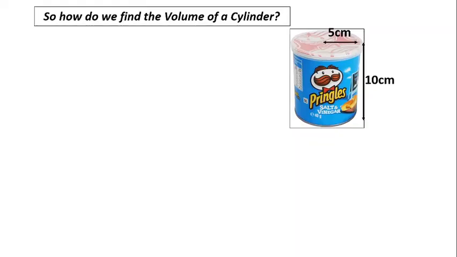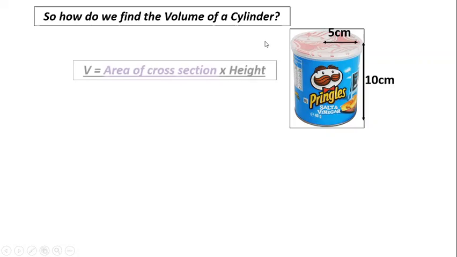Let's look at another example. Now we have a cylinder. So our cylinder here has a radius of 5 centimeters and a height of 10 centimeters. So first of all, we need to find the area of the cross section. The cross section in this case will be the circle. And then we times it by the height.